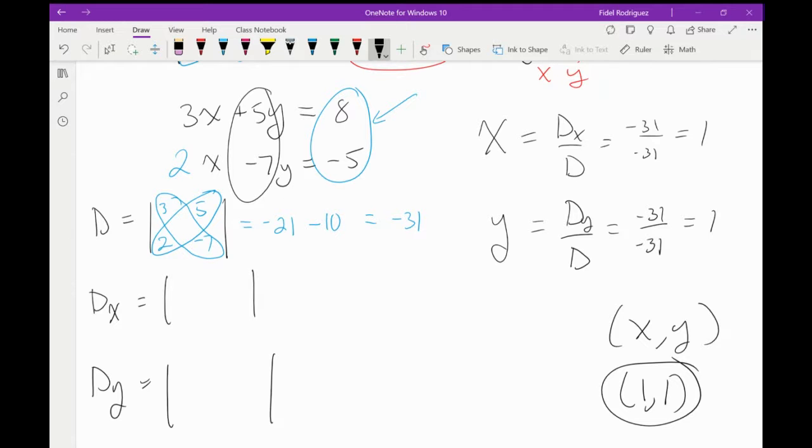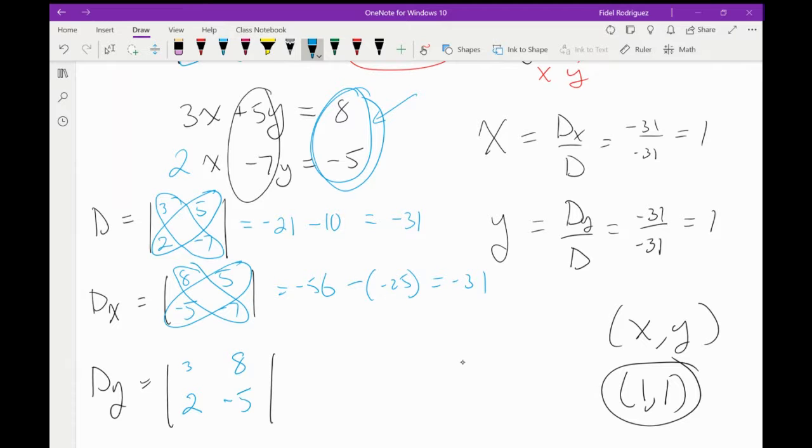Okay. So for the dx, these values here are going to go where the x's used to be, right? So this is 8 and negative 5. The y's stay the same. That's right, I should have known that. And so this here is going to be negative 56 minus a negative 25. So I still got my negative 31 there. And then for the dy, these should stay as 3 and 2. But here is where we have our 8 and negative 5.